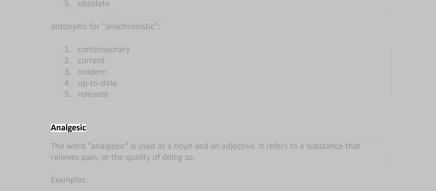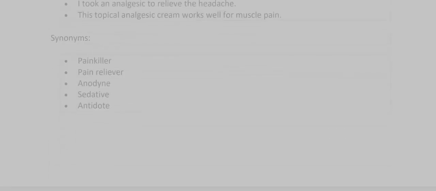Analgesic. The word analgesic is used as a noun and an adjective. It refers to a substance that relieves pain, or the quality of doing so. Examples: 1. I took an analgesic to relieve the headache. 2. This topical analgesic cream works well for muscle pain.